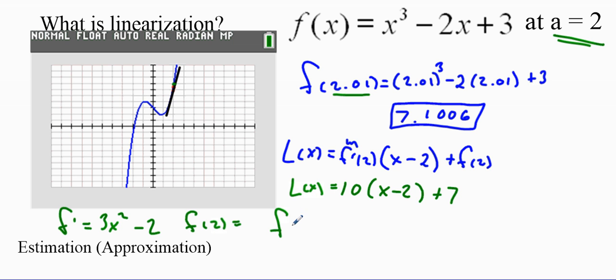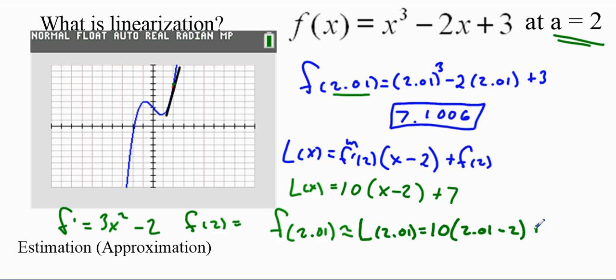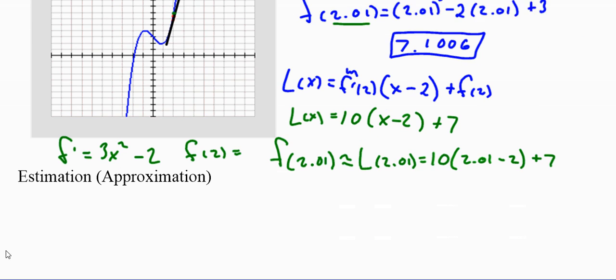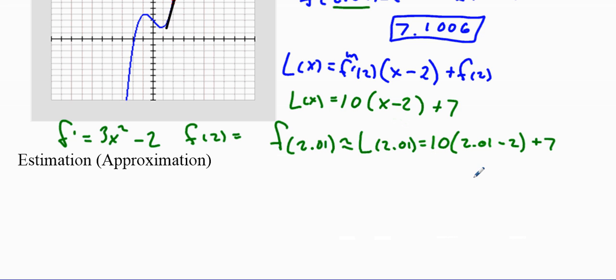So to find the approximated value of 2.01, I'm not going to plug this into this complicated function. I'm going to plug it into this tangent line function, which is very close to the actual values of the function around 2. And when we do that, we're going to have 10 times 2.01 minus 2, plus 7. If we go through here, we have 0.01 times 10 plus 7, and what we have then is going to be 7.1.